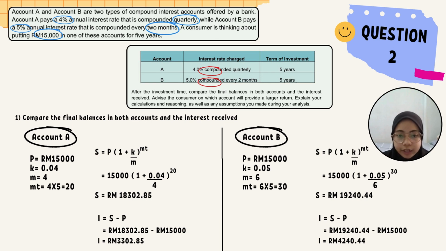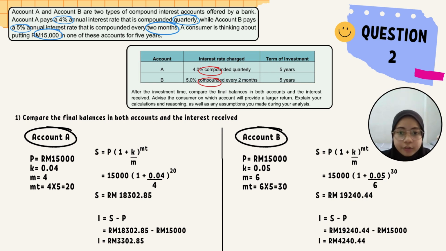Next, we move to account B. First we list all the information given, same as account A. For account B, P equals 15,000, K equals 0.05, M equals 6, MT equals 6 times 5 equals 30. We use the same formula as account A. S equals P times (1 plus K over M) to the power of MT. So we put all the information given inside the formula and we will get the final balance for account B equals 19,240 ringgit and 44 cents.